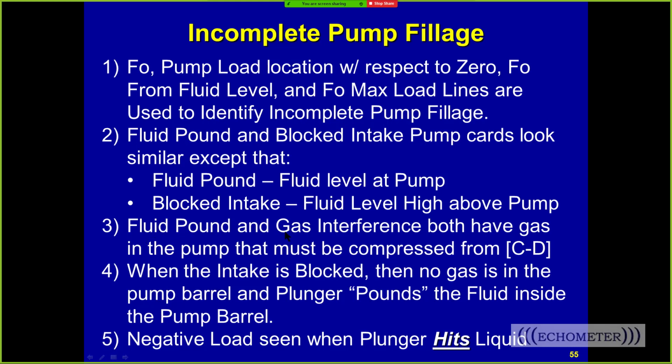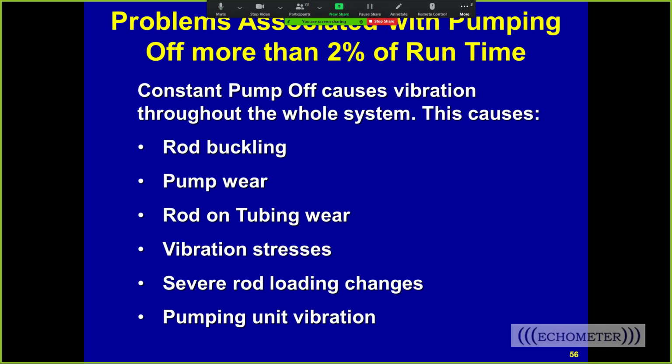The fluid pound card and gas interference card both have gas inside the pump that must be compressed during the compression cycle of the pump from point C to D when both valves are on the seat. When the intake is blocked, there's no gas inside the pump barrel, and you tend to see this negative load when the plunger pounds into the fluid inside the pump barrel. I think the plunger's actually hitting the liquid because it's not slowing down, whereas with the compression of gas, the plunger slows down before the trailing valve opens.